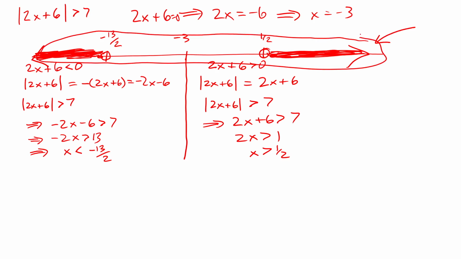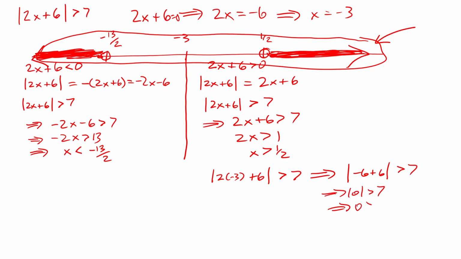But what I need to maybe do is just check at x equals -3 if that's a valid solution. So if I want, I can plug in -3: the absolute value of 2 times -3 plus 6 being greater than 7 would imply that the absolute value of -6 plus 6 is greater than 7. Well, -6 plus 6 is 0. The absolute value of 0 is 0. Now, is 0 greater than 7? Absolutely not. So we're not going to include an x value of -3 in our solution set.